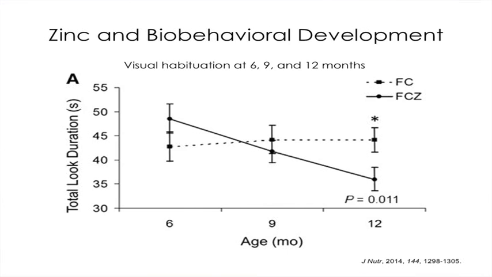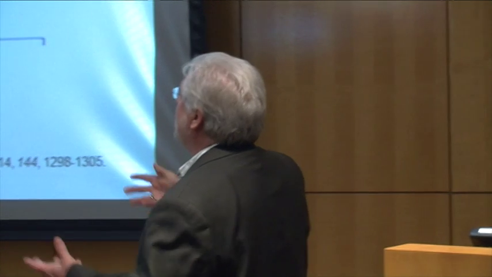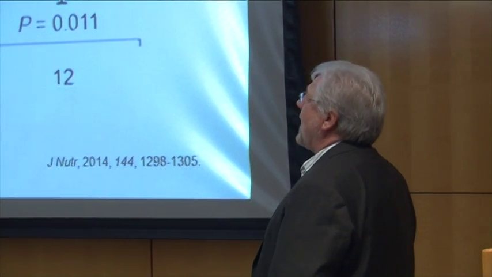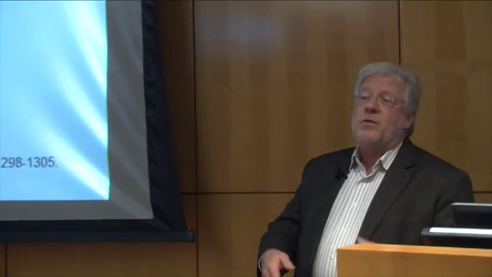Whereas the group not getting zinc actually is flat, which should not happen. That's sort of an aberrant pattern, an aberrant developmental trajectory for this measure. And they're different by the time they're 12 months of age, which is exactly what we predicted.